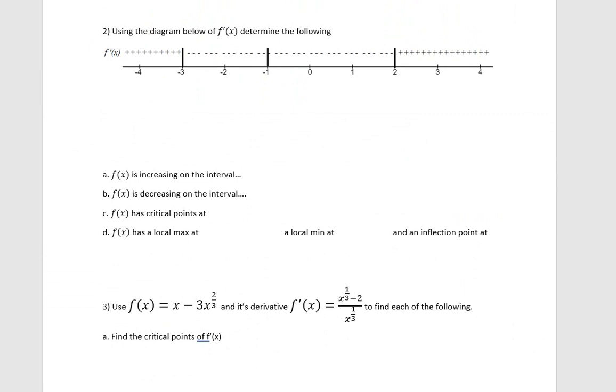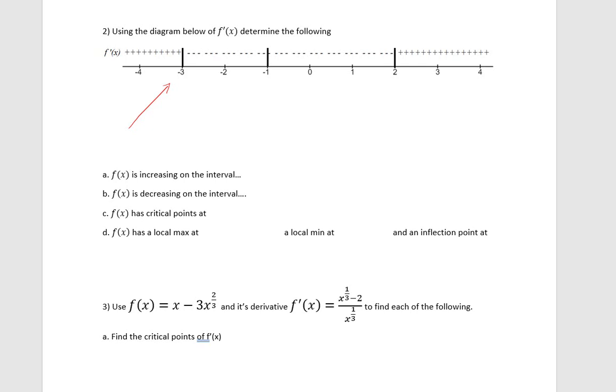All right, so on the next one, we're going to use the diagram below, f prime, to determine something about the original function. So first off, what I want to say is that if we were looking at a graph of this function, what this is telling us is that between negative infinity to negative 3, my derivative is positive, which means that my slope would be positive, which means my function would be increasing.